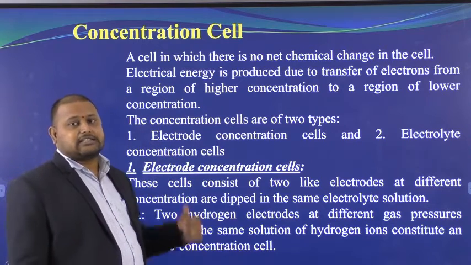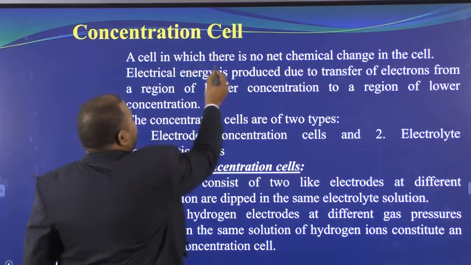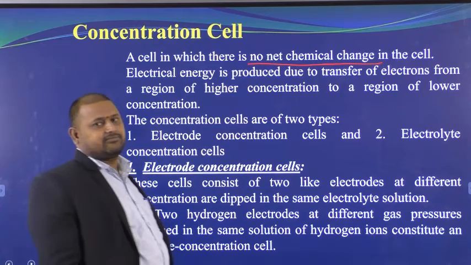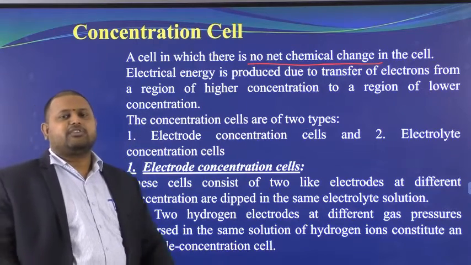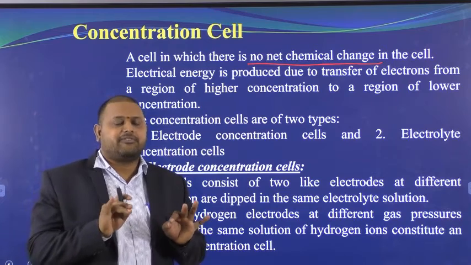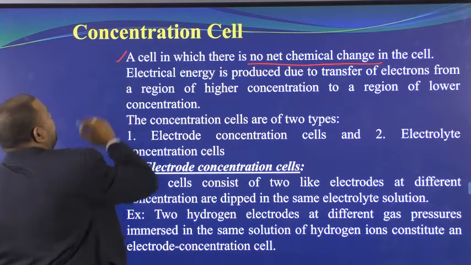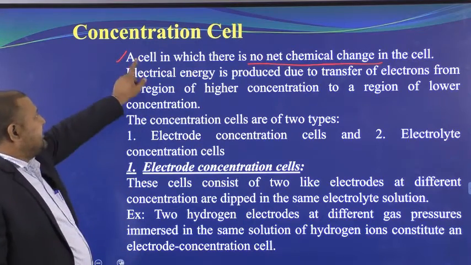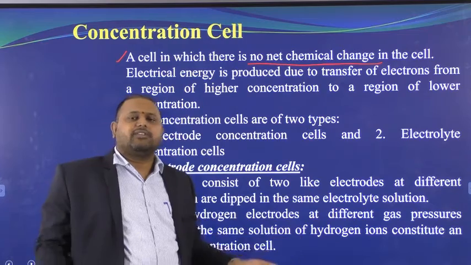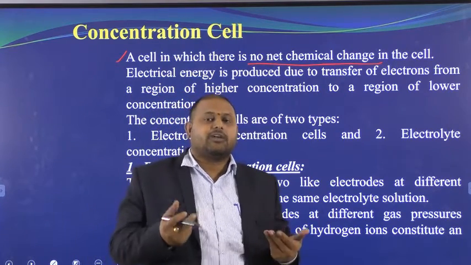What are concentration cells? The name itself indicates a cell in which there is no net chemical change. There should be no final chemical change. That type of cell is called a concentration cell. This is the important point: a cell in which there is no chemical change. Alright, without chemical change, how can we get current? That is what we are going to discuss now.